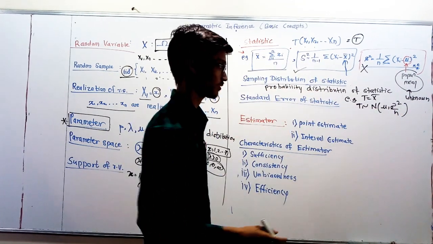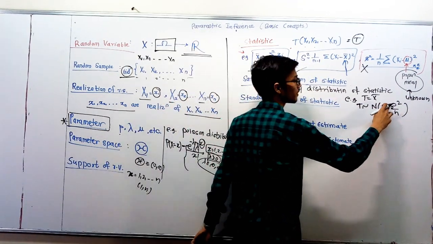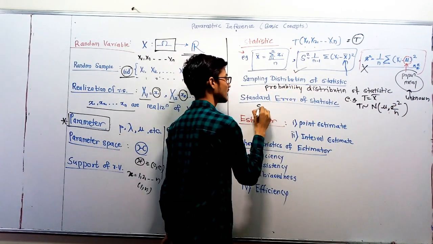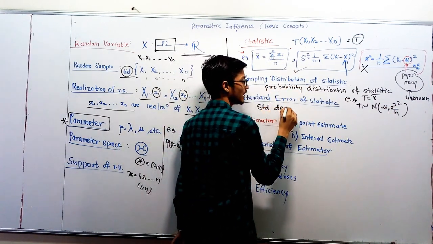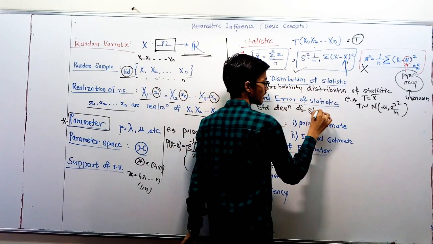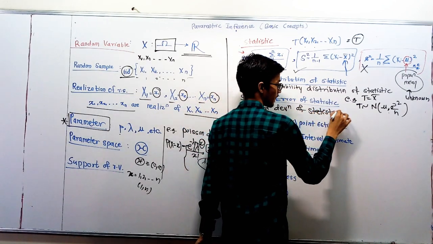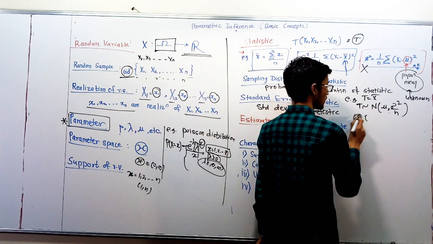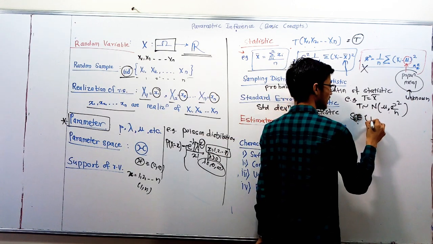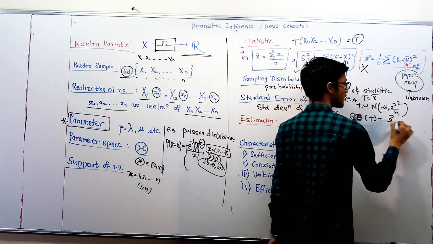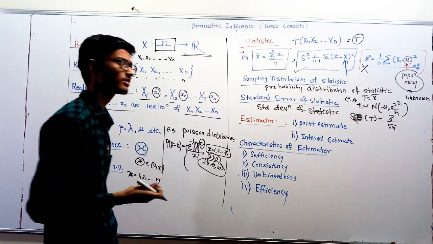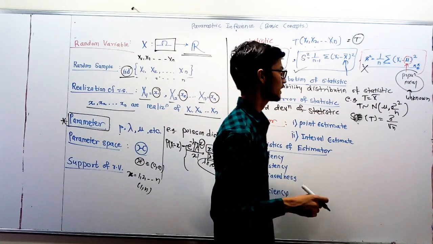Okay, next topic. What is standard error? That is the standard deviation of a statistic. What is standard deviation here? Standard error of t is equal to sigma by root n. What is standard deviation? Square root of variance. In this way. Okay, any problem here?